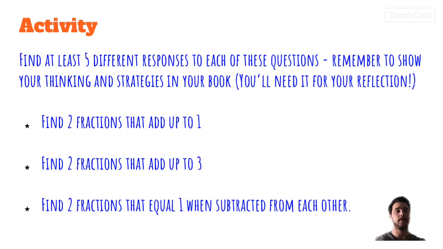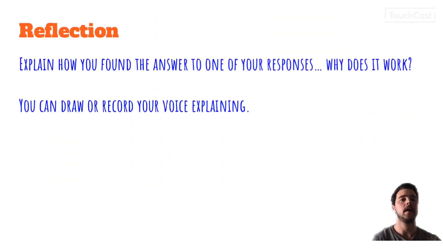The next one is find 2 fractions that add up to 3. So now we're jumping up into some mixed numbers or improper fractions, fractions bigger than 1 whole. And then our subtraction question is to find 2 fractions that equal 1 when they're subtracted from each other. So something minus something, both fractions, equals 1 whole. I want to see 5 of those as well. So you're going to have 15 different responses today, which sounds like a lot, but it's really not once you find a pattern here.